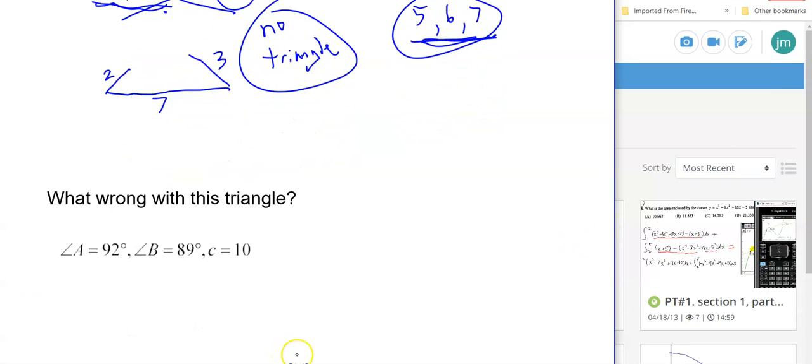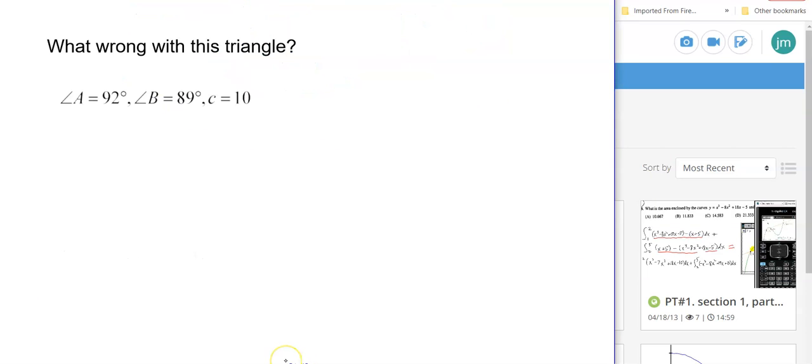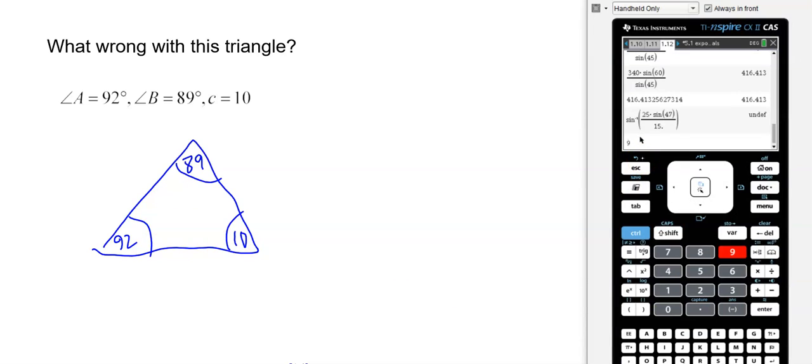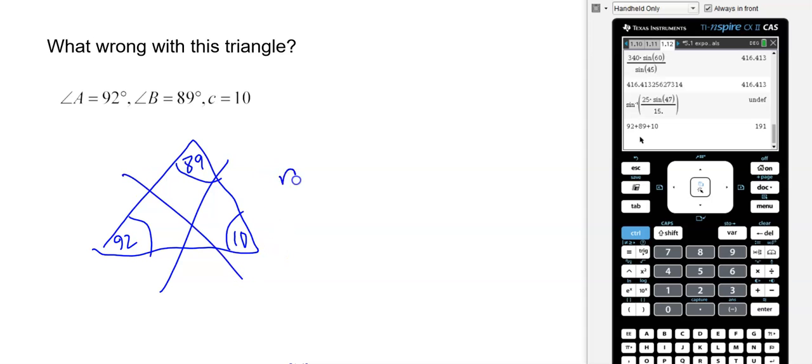What's wrong with this triangle? Be careful. I'm trying to clue you in, don't fall for these classic mistakes, because sometimes I could ask a problem like this. Okay, let's just draw it. Looks like it could be a triangle. So A is 92, B is 89, and C is 10 degrees. And what's wrong with that triangle? If you add these up, 92 plus 89, 89 plus 10. I don't think that's a triangle. That doesn't add up to 180. So you'd say no triangle on this one.